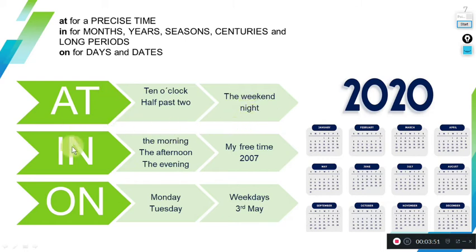Now, the next one we're going to use is in. In, we're going to use for time during the day. For example, in the morning, in the afternoon, and in the evening. It's most common to see these words with in. Also, we're going to say in my free time. For example, in my free time, I read books. In with years, in 2007.